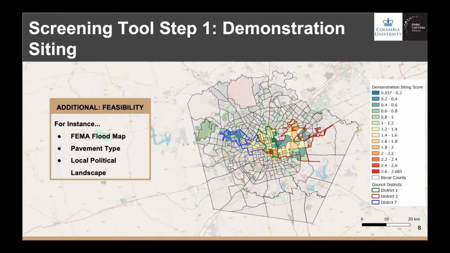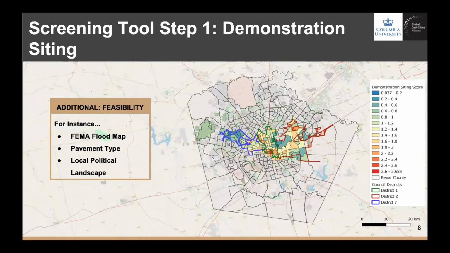We have tested this step of the tool with data from San Antonio, Texas. Each census tract was scored based on the scoring index and ranked according to the legend on the right-hand side of the slide. From our discussions with city officials from San Antonio, we learned that there were specific council districts particularly keen and willing to implement a cool pavement pilot.